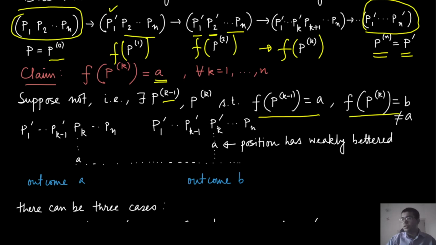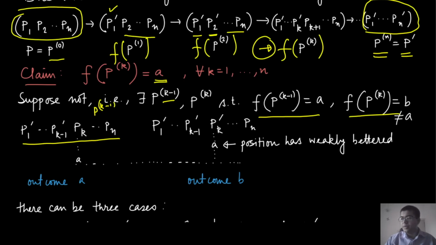And what do we know about these two profiles? So let us just expand out the profile. This is P superscript k minus 1, the preference profile before this transition.